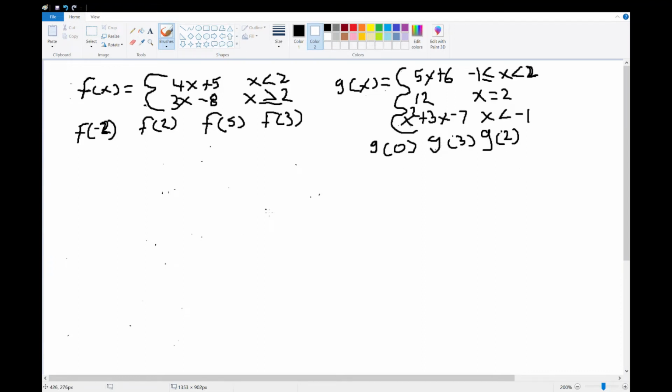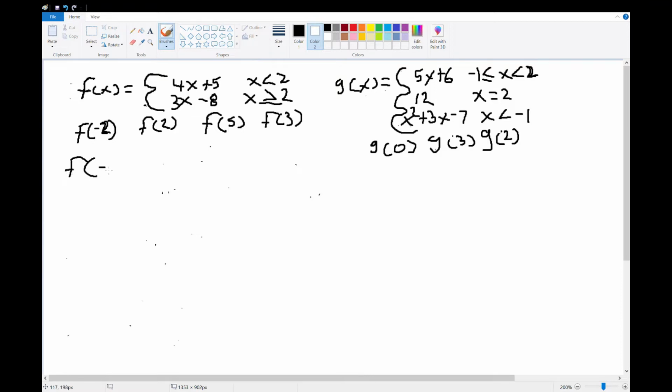So we had the piecewise function f of x is equal to 4x plus 5 when x is less than 2, and 3x minus 8 when x is greater than or equal to 2. So how can we find the value of f of negative 2, f of 2, f of 5, and f of 3? Well, let's start with f of negative 2.